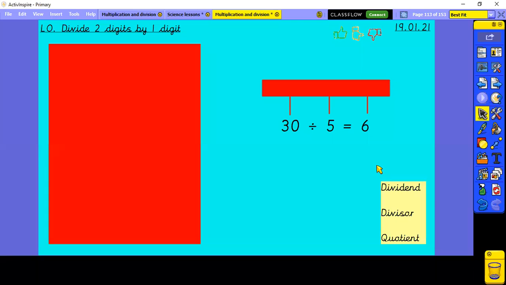Well done for having a go at that. Let's see if you remembered what we talked about. 30 is our dividend, 5 is our divisor and 6 is our quotient. Well done if you got that correct, everyone. Like last time, I'd like you to try and use this vocabulary when you do your work in your books. When you write your answer or explain your reasoning, try and use these new words to help you.